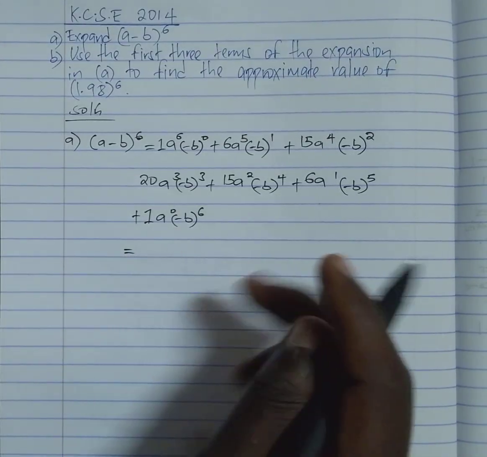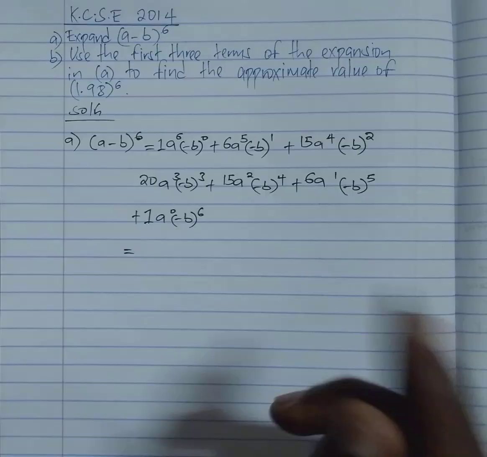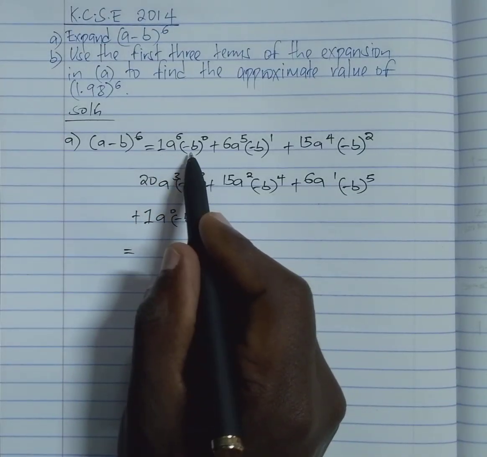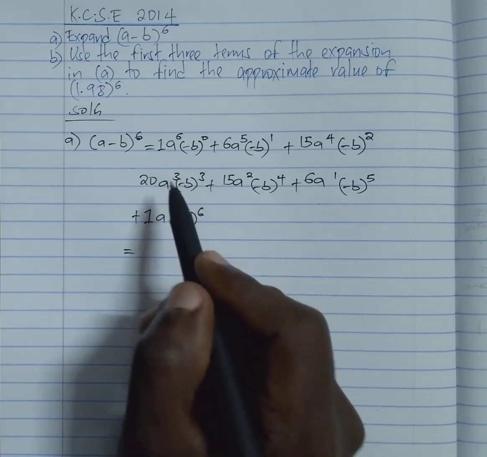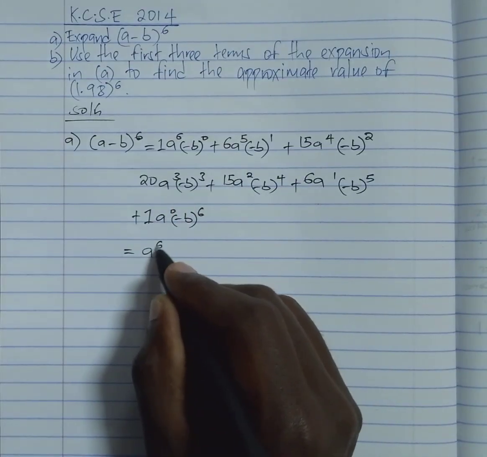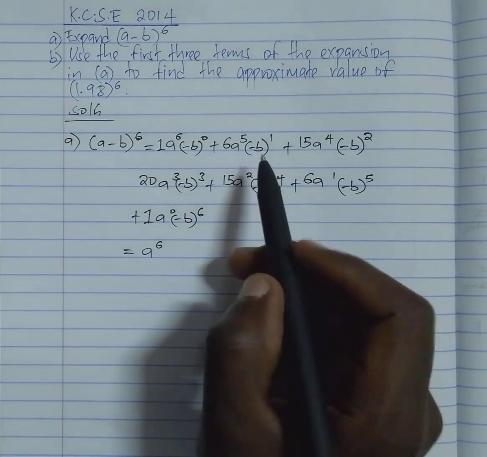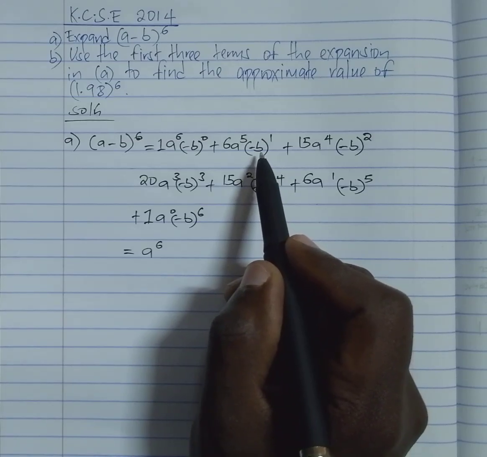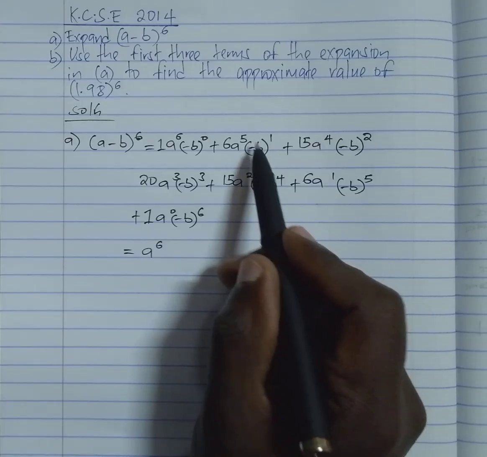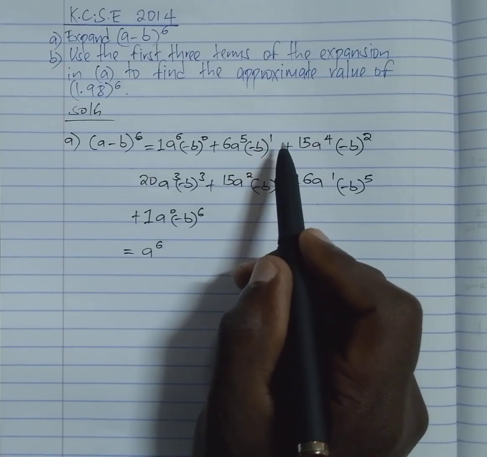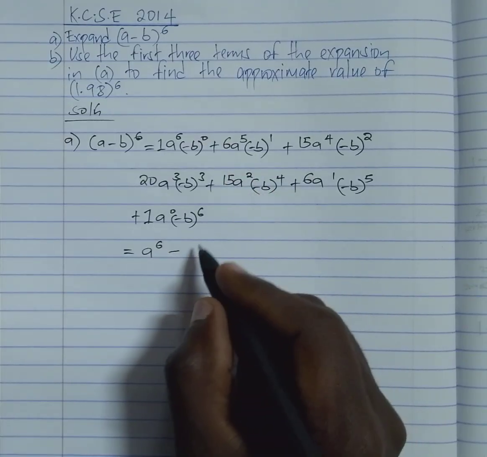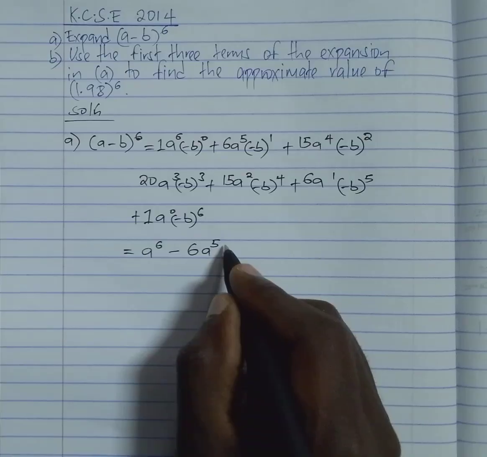So this is going to be our answer, but first we need to simplify it. For the first term, we have 1 multiplied by a to the power 6 multiplied by (−b) to the power 0. Any number to the power 0 is 1. Here we are going to remain with a to the power 6. In the next one, we have a negative here. Remember that if the negative sign is contained in the bracket and the power is odd, the negative will remain. So this is going to be negative 6, a to the power 5, b.